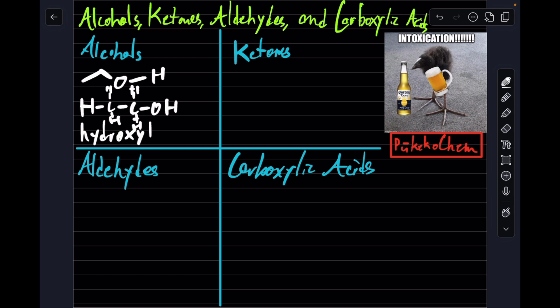And next, a ketone has what's called a carbonyl group, which is essentially an oxygen double bonded to a carbon. And this example is propanone.